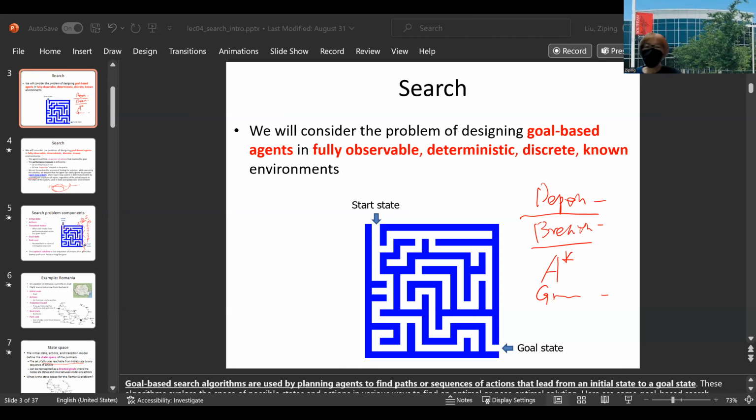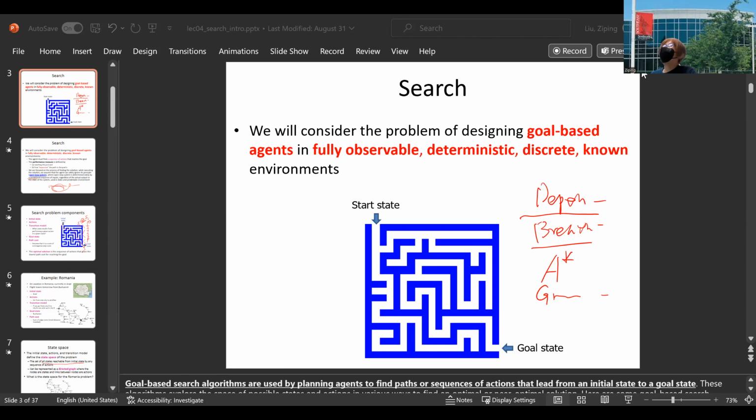Okay, so let us start. We will continue discussing search. Last class, we gave a general discussion about search. We consider a goal-based agent, and you remember in chapter 2 we learned different kinds of agents. And here the environment is fully observable, deterministic, discrete, and known.